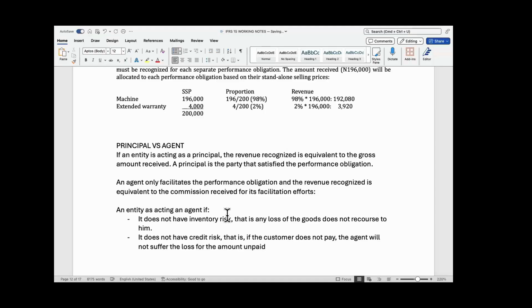So majorly, these two can guide you on whether somebody is acting as an agent or a principal. If the person does not pay, it's not you they are owing. If it's the other party that will suffer, that means you're an agent, because you just collect your commission and move on. The worst you can lose is your commission, not the money the customer wants to pay. Or if anything happens to the goods and you are not going to lose, you don't have any recourse. Also, it does not establish prices.